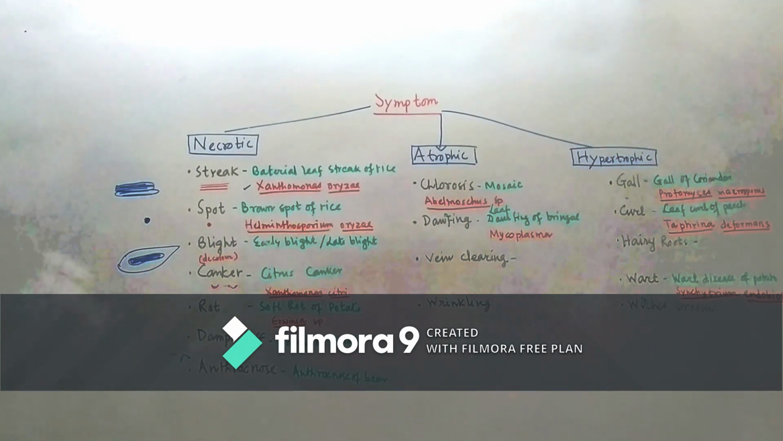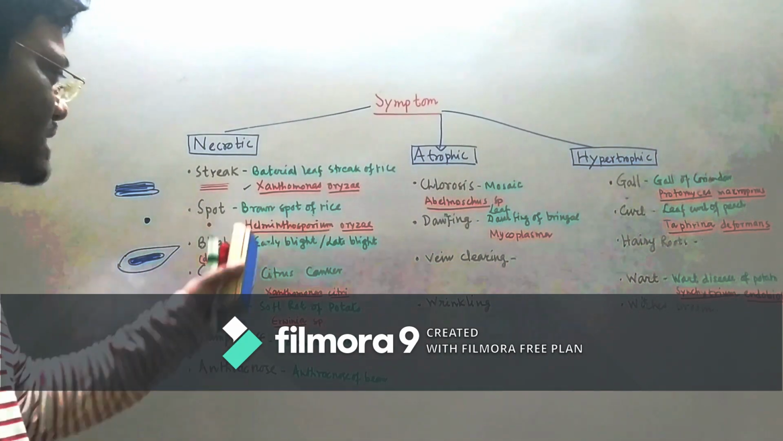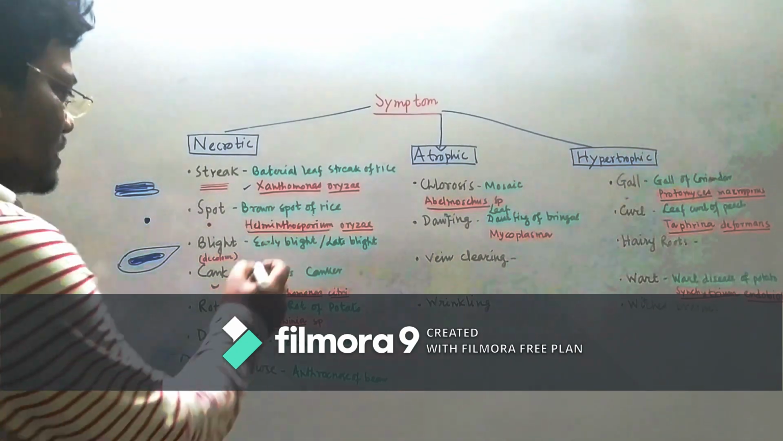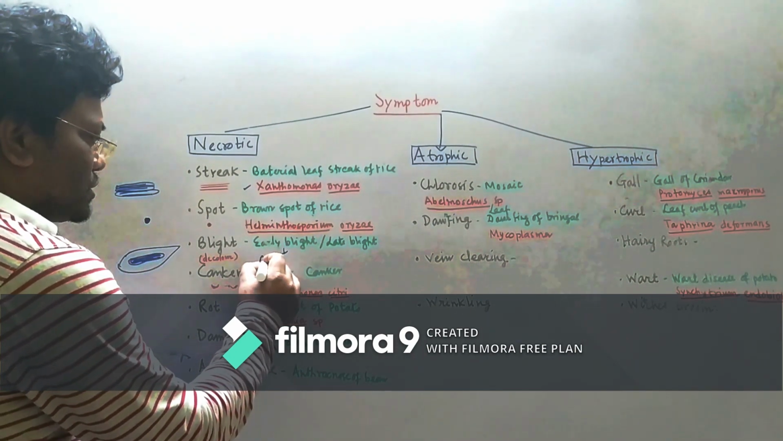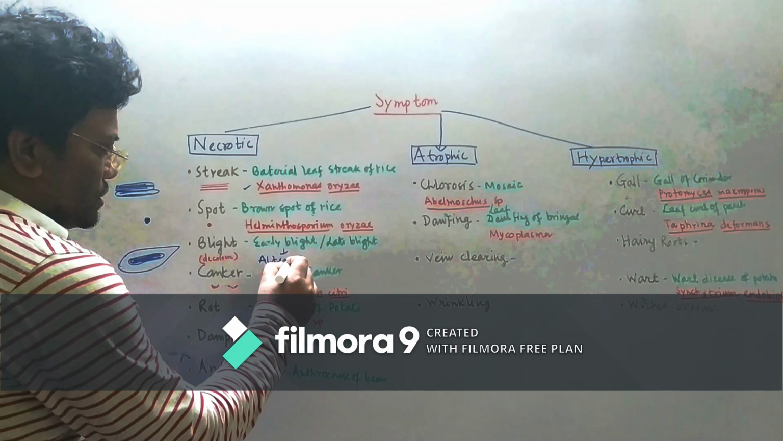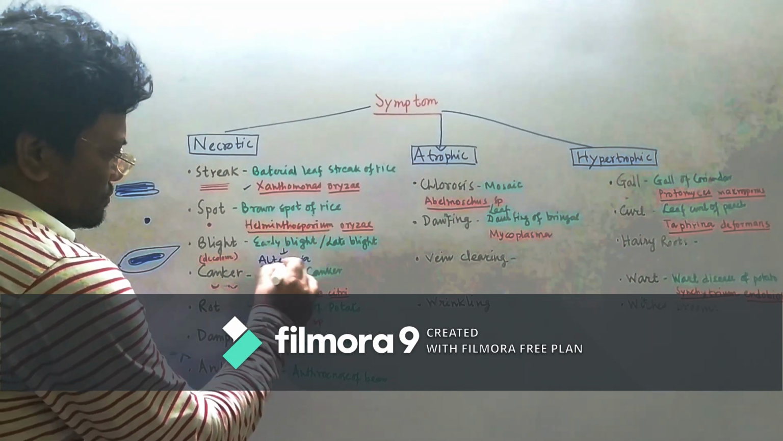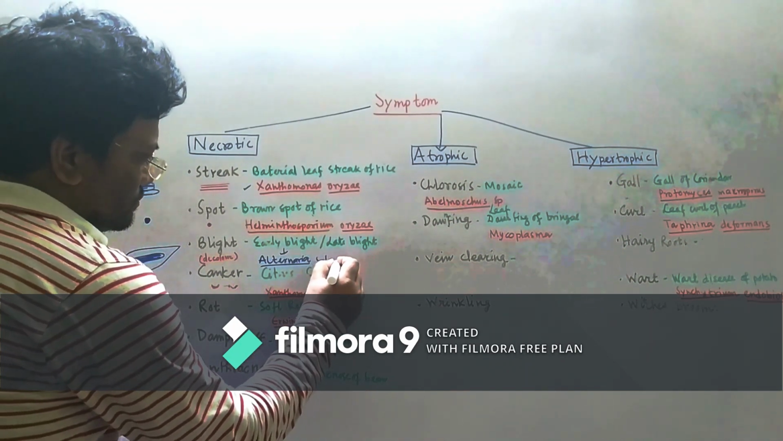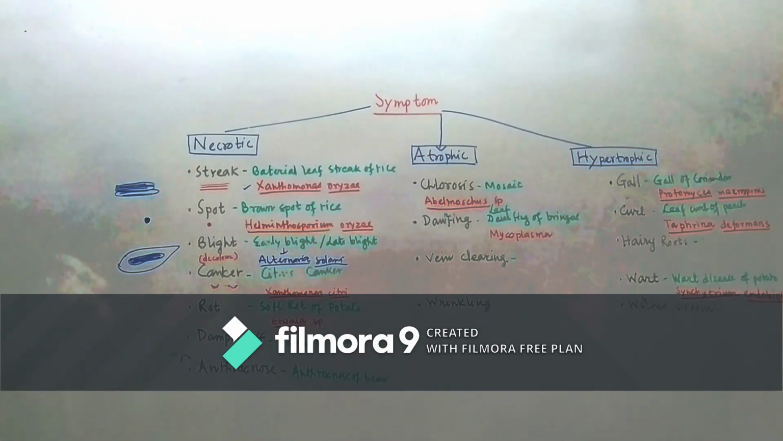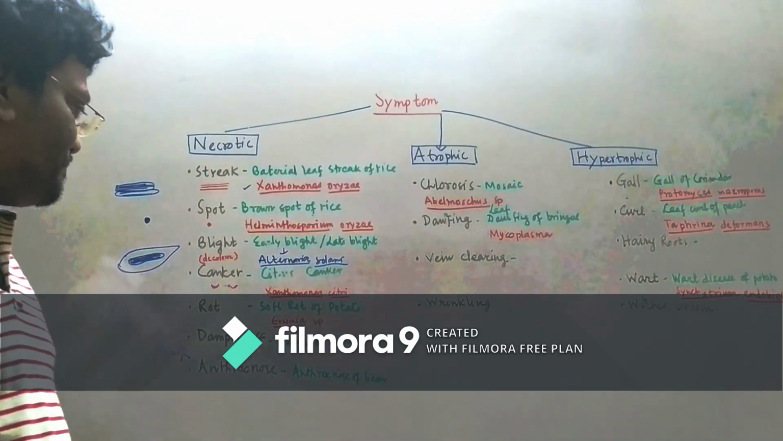Many types of blight are present, that is early blight or late blight. Early blight is caused by Alternaria solani. You know that late blight is caused by Phytophthora infestans.